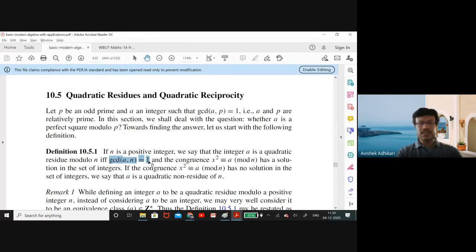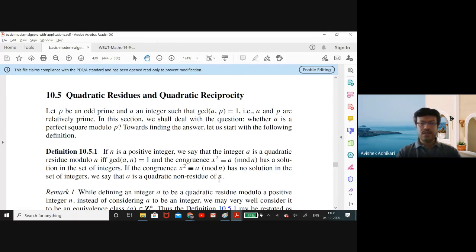So this is the definition: for any positive integer n, a is a quadratic residue modulo n if and only if GCD of a and n is equal to 1 and the congruence x squared congruent to a modulo n has a solution in the set of integers. If the congruence x squared congruent to a mod n has no solution in the set of integers, then we say a is a quadratic non-residue of n.